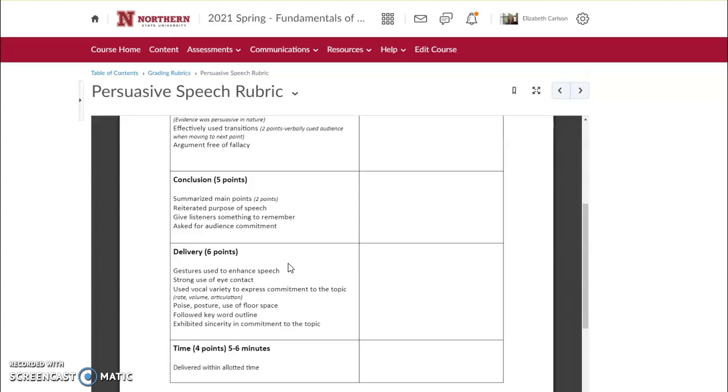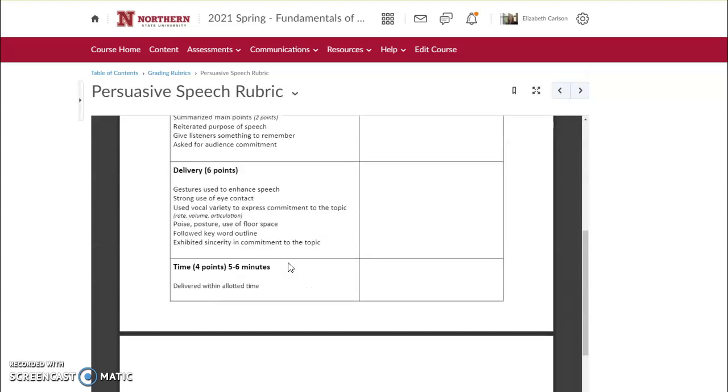Repeat that purpose. "I urge you today to vote for candidate X," or "I am handing out forms for you to commit to donating what it is you can afford to such a cause." Be sure and seek their commitment again at the end of the speech. Delivery worth 6 points. Gestures used to enhance speech. Strong use of eye contact. Use vocal variety to express commitment.